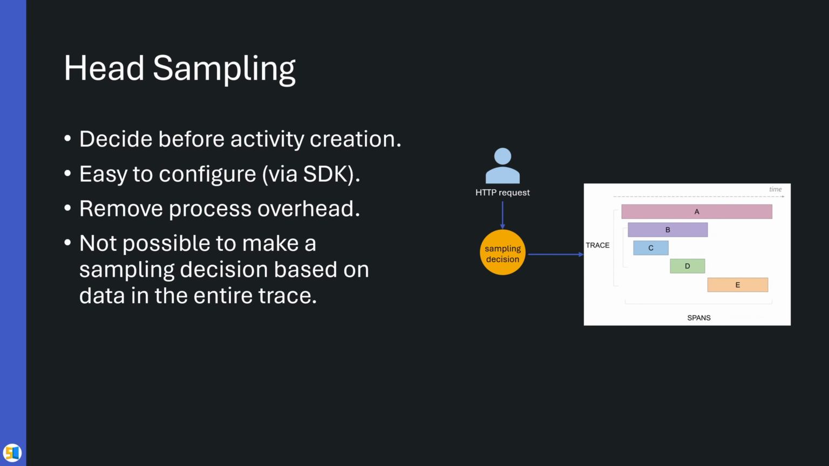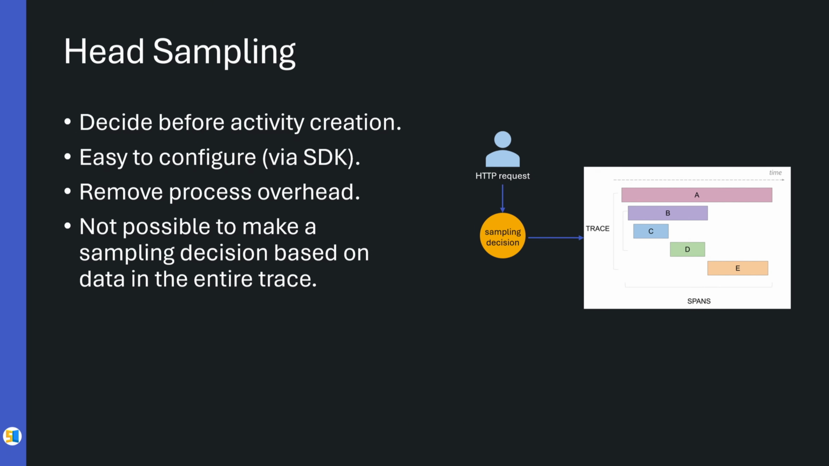But it's not possible to make sampling decisions based on data in the entire trace. So it doesn't have access to the context of the spans. It doesn't know whether these HTTP requests will be okay or will have errors or high latency. That's the weakness, but it's the easiest way to do sampling, with very low process overhead.